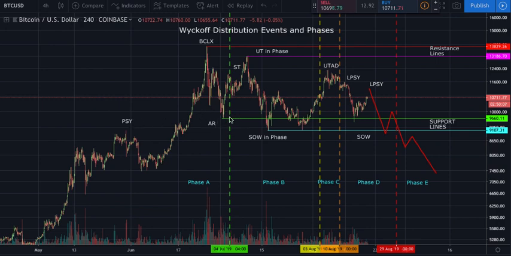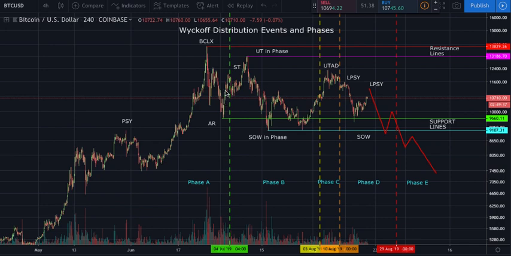Once we get that point of supply, we're essentially forming our first support. And from this support, we're going to try to make a run back up top. The BCLX is going to represent now the resistance of the channel. The AR is going to represent the support, and this is basically going to be our trading range for this pattern. While we sort of figure out, is this reaccumulation and we're going to break to higher prices, or is this distribution and we can expect a stronger correction than we've seen to date.